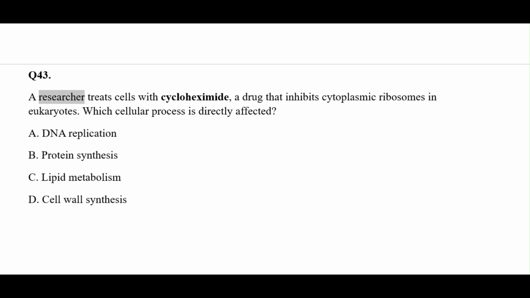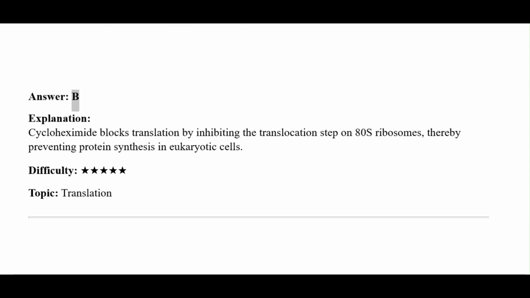Q43. A researcher treats cells with cycloheximide, a drug that inhibits cytoplasmic ribosomes in eukaryotes. Which cellular process is directly affected? A. DNA replication. B. Protein synthesis. C. Lipid metabolism. D. Cell wall synthesis. Answer, B. Explanation. Cycloheximide blocks translation by inhibiting the translocation step on 80S ribosomes, thereby preventing protein synthesis in eukaryotic cells. Difficulty. Topic: Translation.